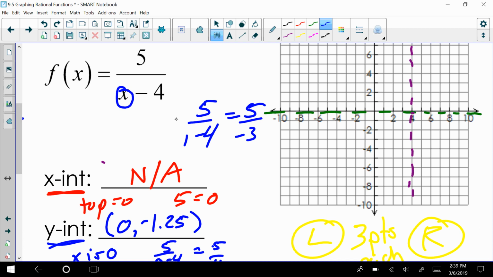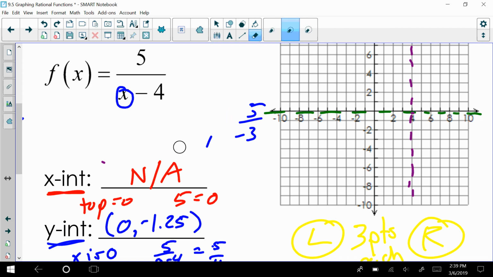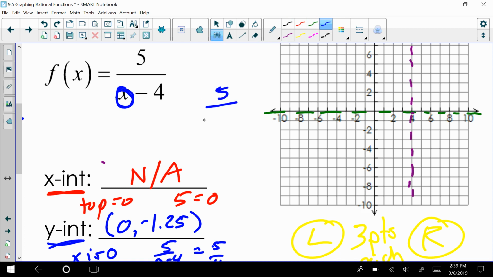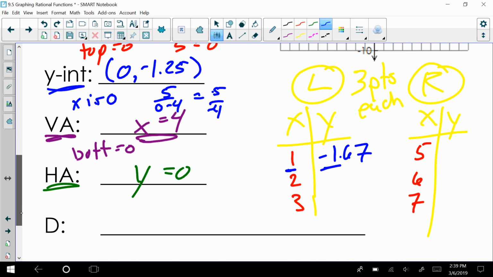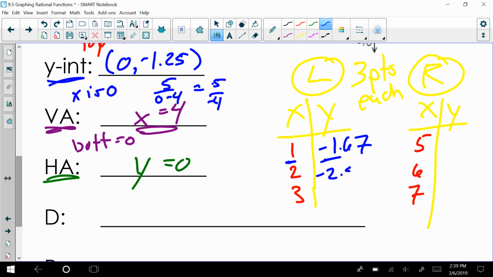Well, if I plug in the 2, right, again, I'll get this out of my way. You should have plenty of room to keep working. I'm taking that 2 and I'm plugging it into this spot over here. So that's 5 over 2 minus 4, which is 5 over negative 2, which is negative 2.5. Okay, then we just keep going.